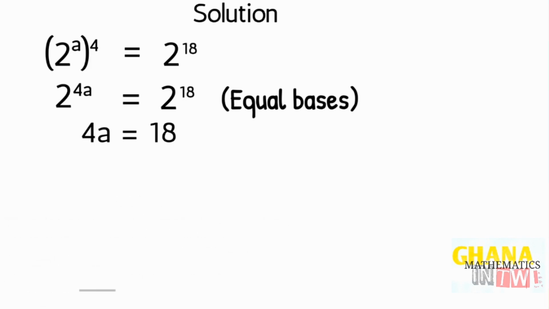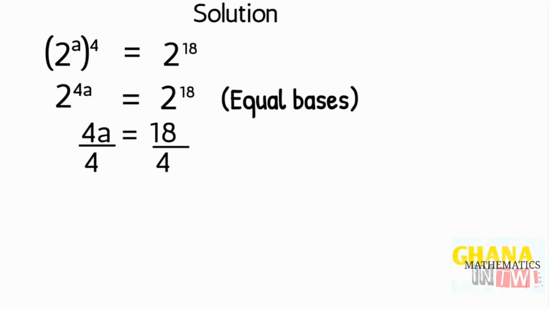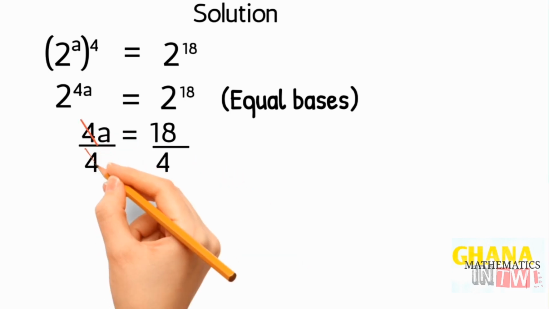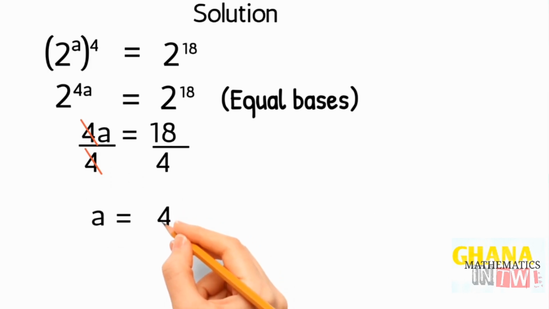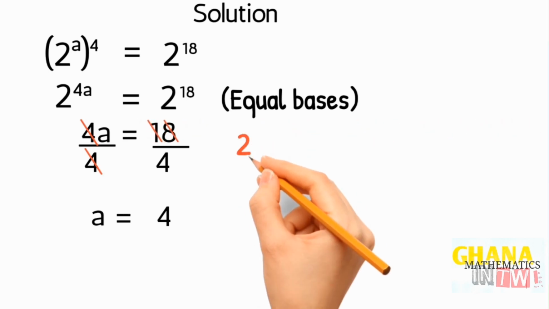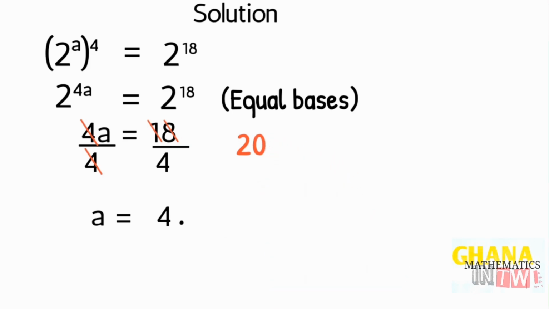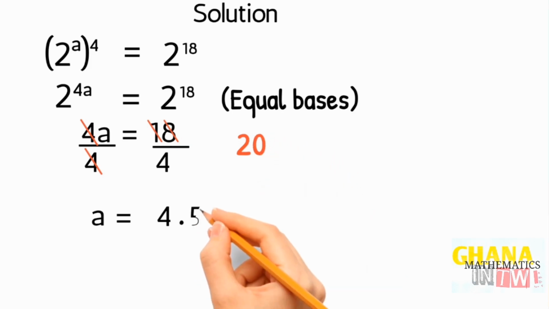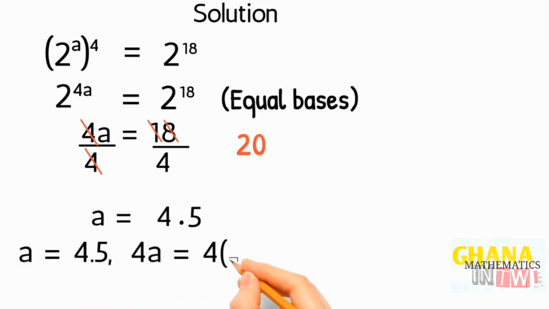Whenever you get equal bases, or whenever the bases are the same, you can write only the exponent and divide both sides by what? 4, because 4 is in front of the a, and if you want to get the value for the a, then you have to divide both sides by 4. 4 goes into 18 4 times, remainder 2, because 4 times 4 is 16. I'll bring my decimal place and I'll add 0 to the 2. 4 into 20 is 5 times, so therefore a is equal to 4.5.